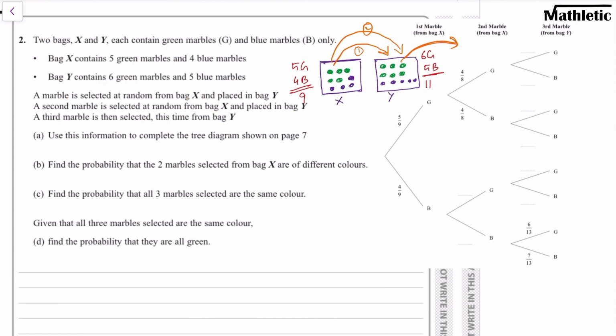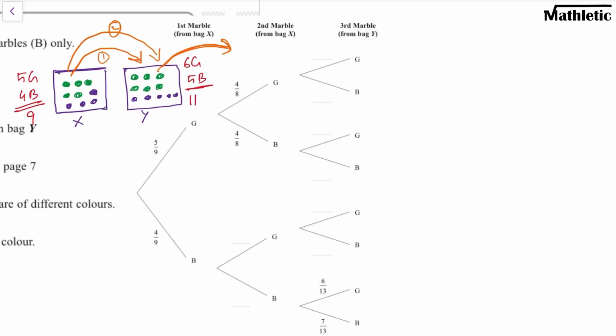So let's start solving the question. For part A, you need to complete the tree diagram. So we need to complete this tree diagram. The first marble will be selected from bag X. It could be a green or a blue. Number of green is 5, total is 9, so that's why 5 by 9. So a few values are already filled up. We need to complete the diagram.